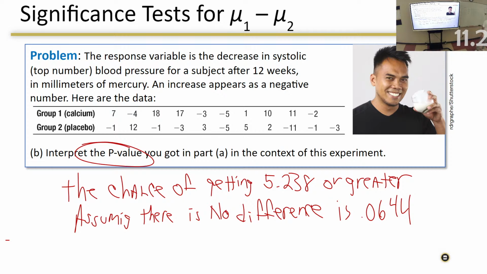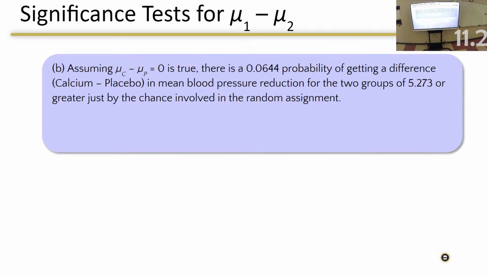P-value, you got to know how to interpret that. There's going to be a couple questions on the AP test, so you know it's going to be some on my test, whether it be multiple choice or free response. Assuming, there they put assuming it's true. They did that first. That's okay, as long as you mention it. You got to mention that. Then they mentioned the probability of getting a difference of the two groups of 5.273, I think I put 5.33, or greater. That's what they're going to grade.